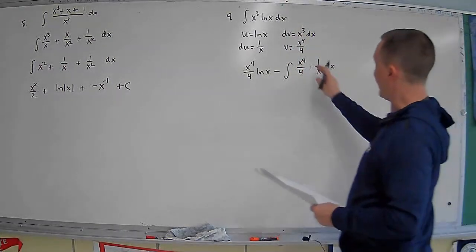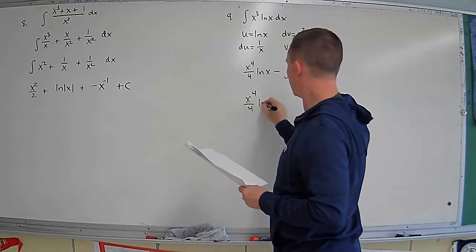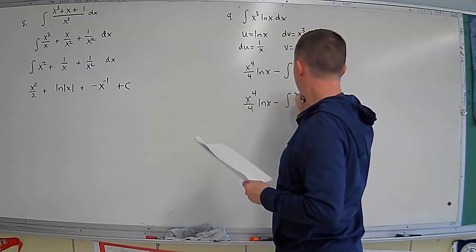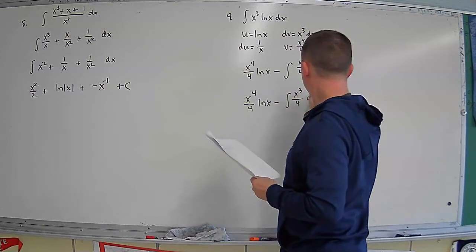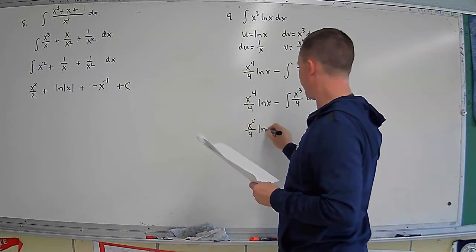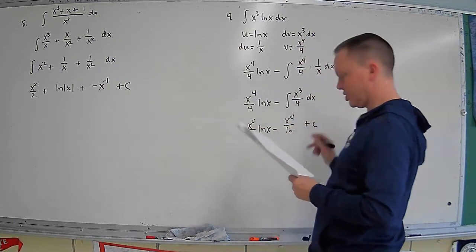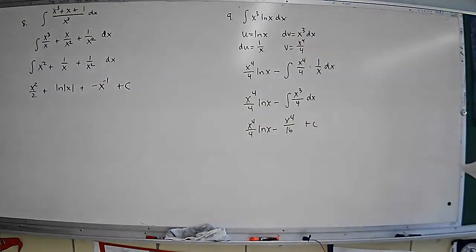So this ends up being x cubed over 4, which ends up being x to the 4th over 16. Plus c. Okay?